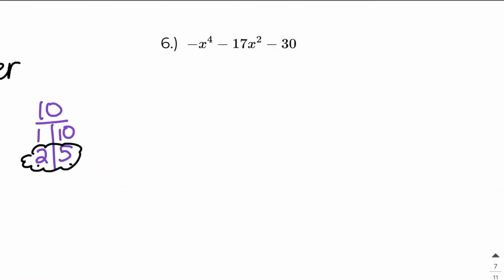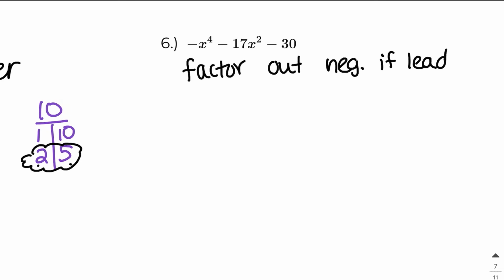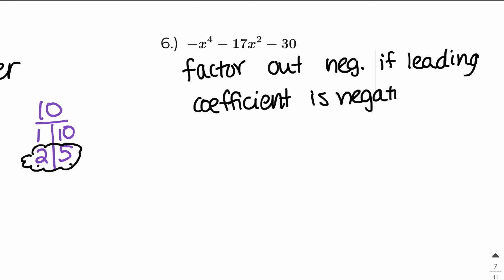All right, in our last example here, I strongly suggest that you factor out the negative if the leading coefficient is negative, because it's just so hard to deal with factoring if our leading coefficient is negative. And to be honest, I'm just going to avoid it if possible. So right here in this example, I'm just going to factor out a negative value.